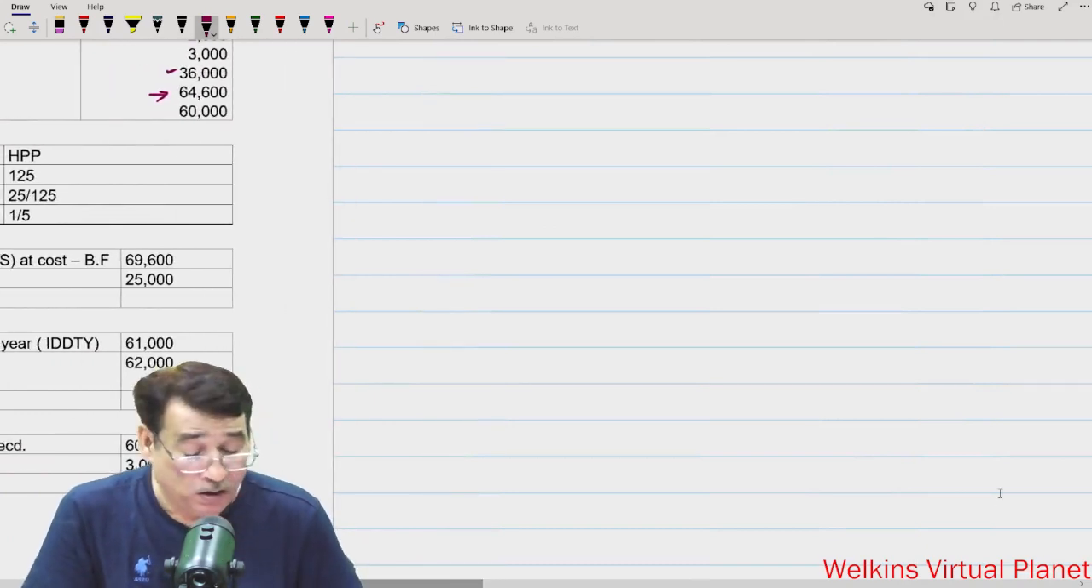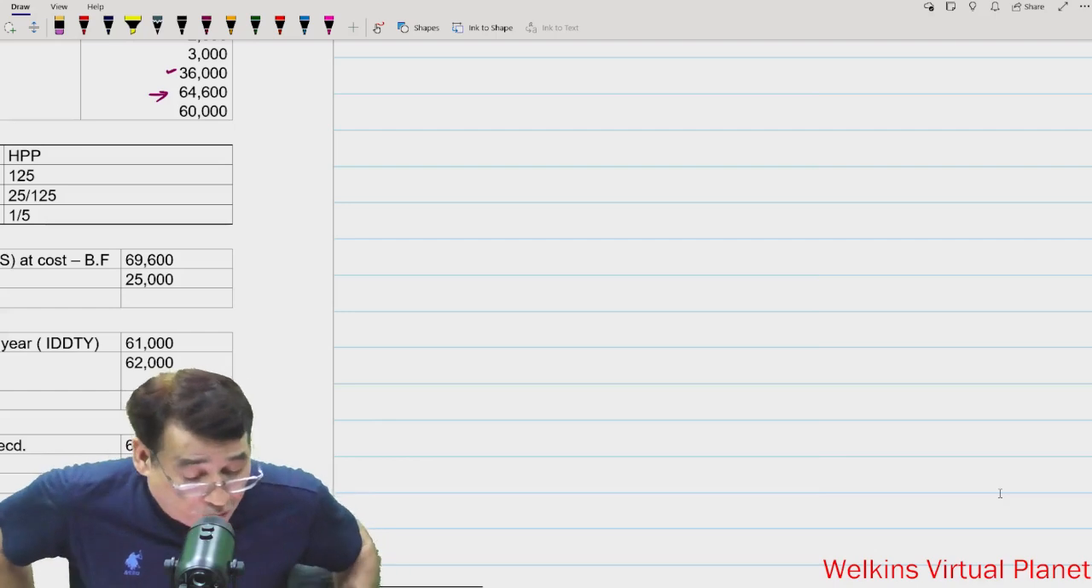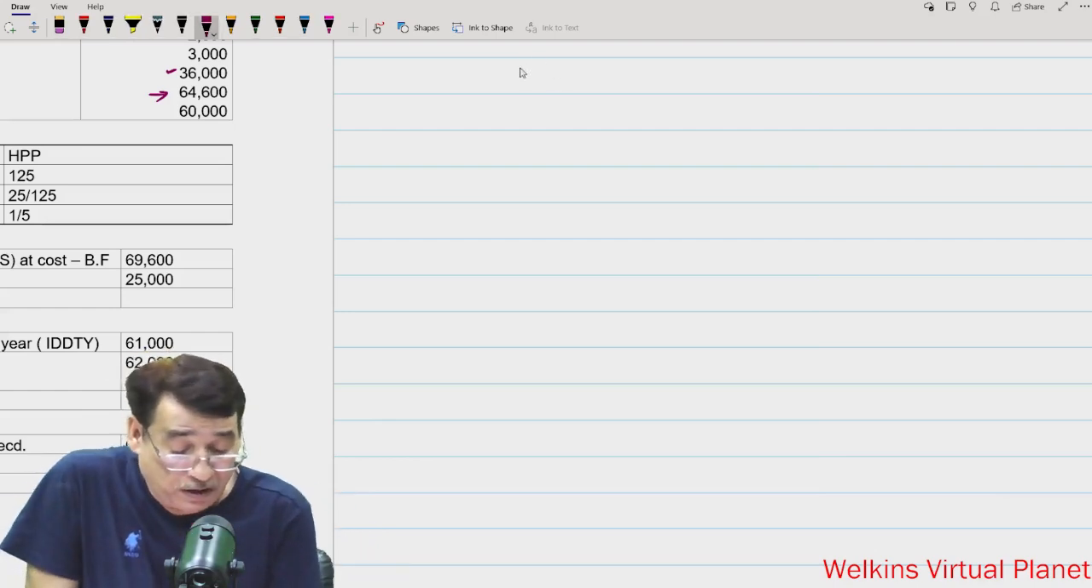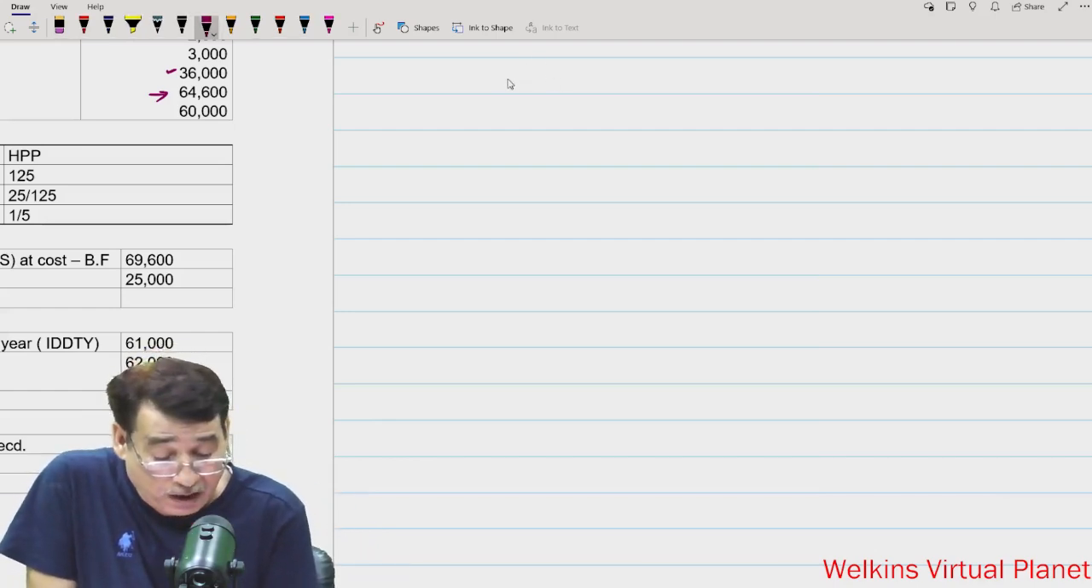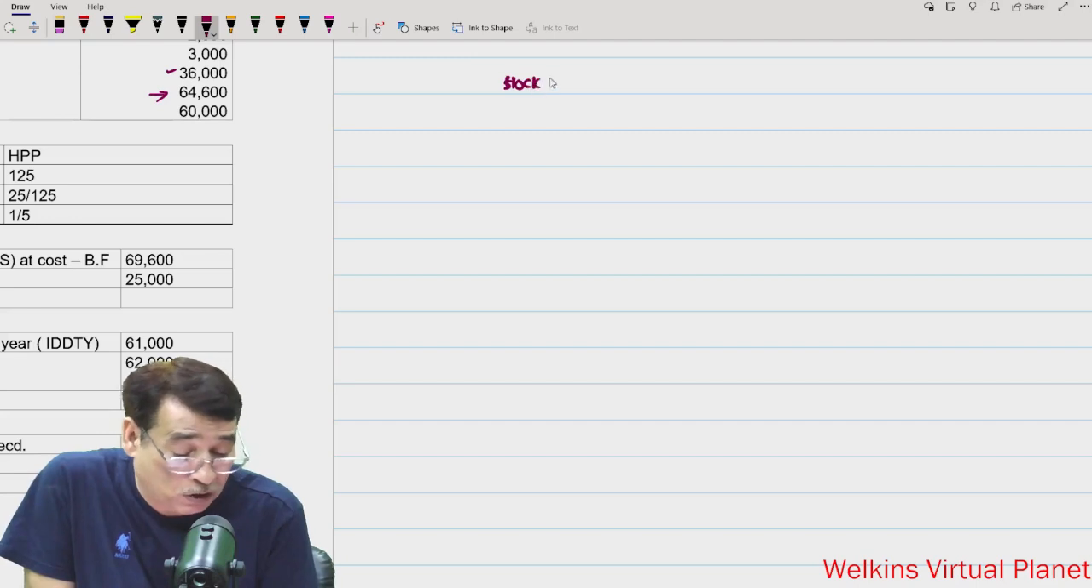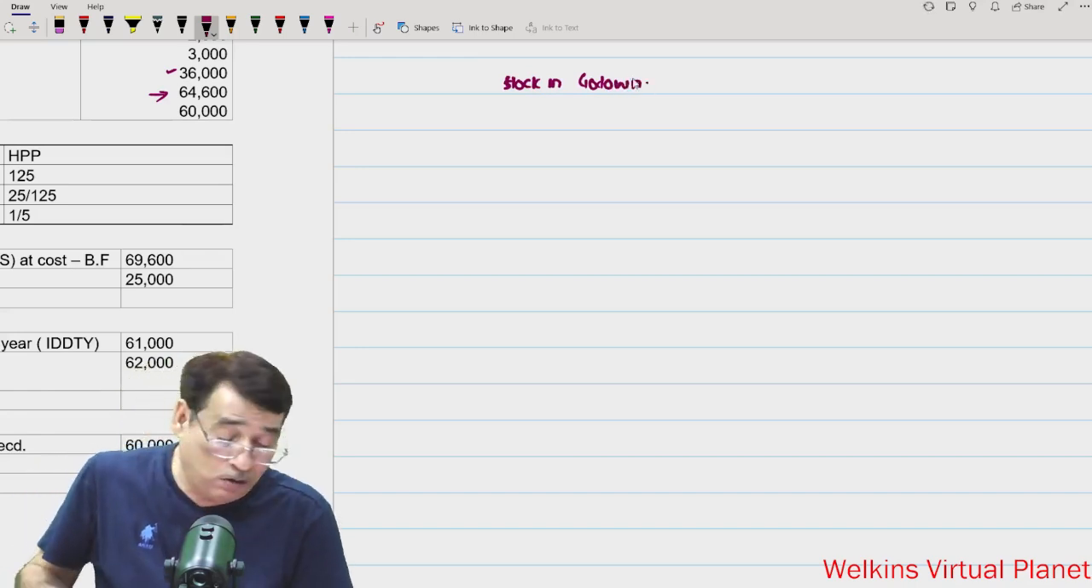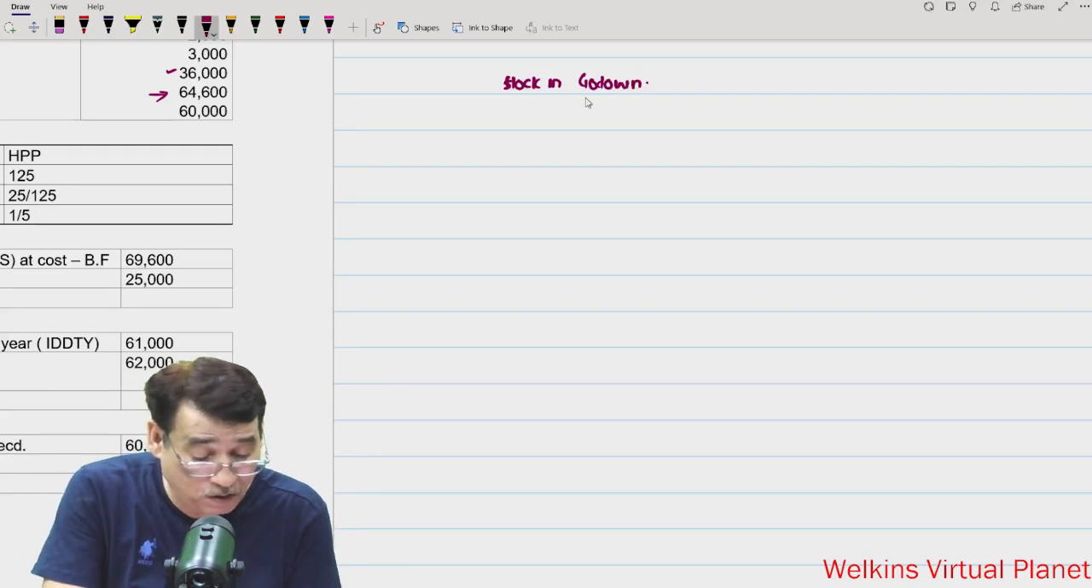Okay. So first of all, what we are supposed to do is prepare the higher purchase stock with customer account, and the stock in godown account, that is also known as stock in shop account, correct? Stock in godown account we have prepared.